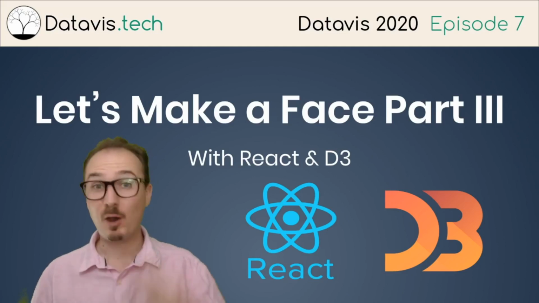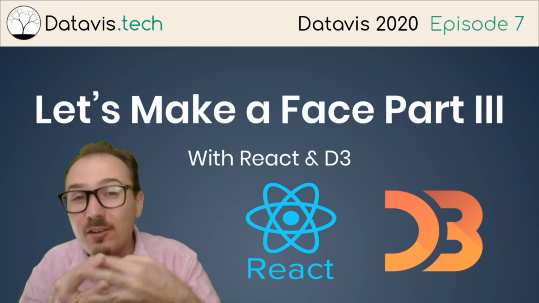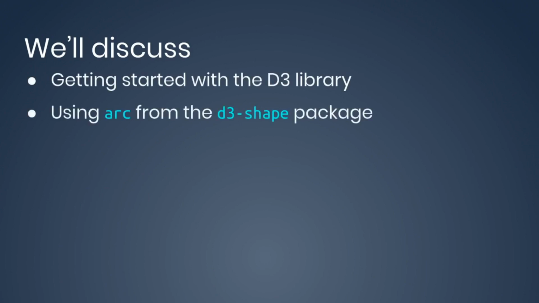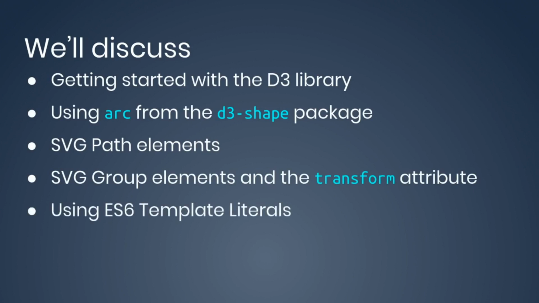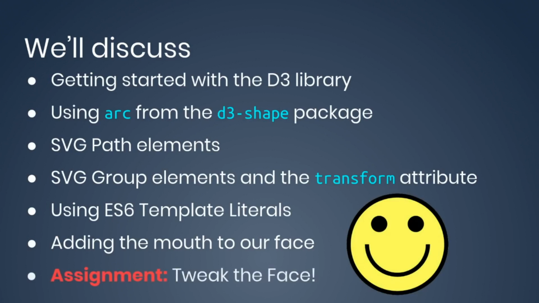Let's make a face, part 3, with React and D3 together. We'll discuss getting started with the D3 library, using arc from the D3 shape package, SVG path elements, SVG group elements, and the transform attribute to move things around, using ES6 template literals, and we're going to add the mouth to our face. And finally, you're going to have a new assignment: tweak the face.